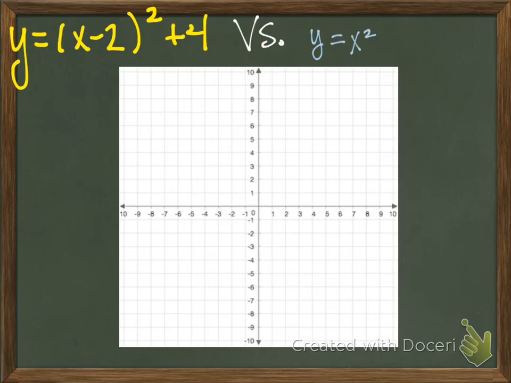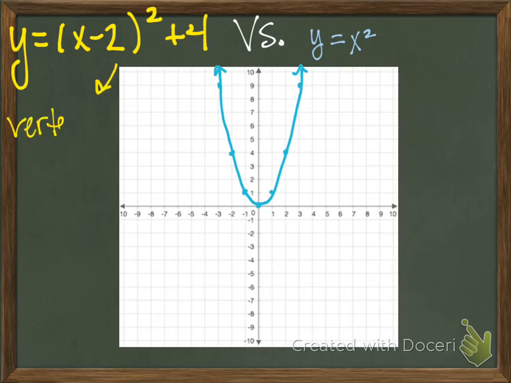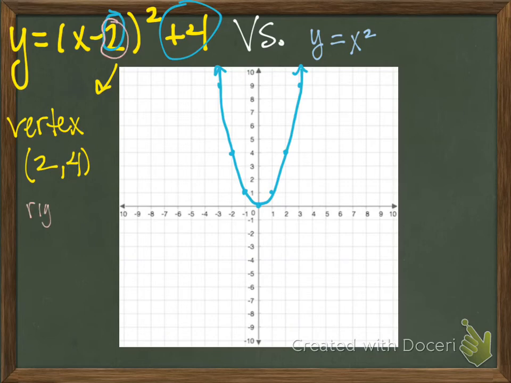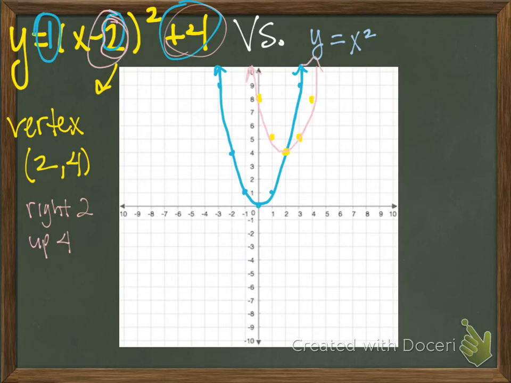So let's graph this one. The parent function, x squared, looks like this. Now, with the 2 and 4, we take a positive 2, the opposite of what's with the x, and then the actual positive 4, and that's going to be our vertex. So right 2, up 4 is the vertex, the starting point of our graph. Because the a value here is 1, we go over 1 up 1, over 2 up 4 in each direction, and basically just moved our parent function up and right.